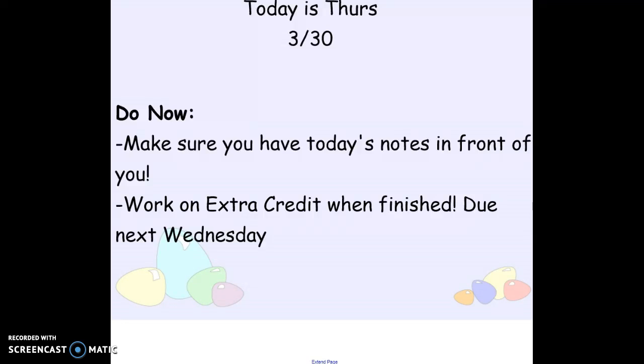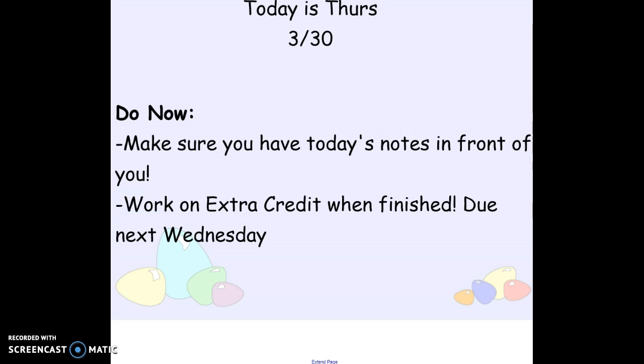I want to make sure that you have today's notes in front of you that say Lesson 9.1, Simplifying Square Roots. Also want to remind you that after you are finished with today's notes, you are to take out your extra credit which was given yesterday and work on it. If you need an extra copy, there are extra copies in the back to the left in the little wooden file holder. Okay, all right, today's lesson is a little bit of a supplemental lesson.